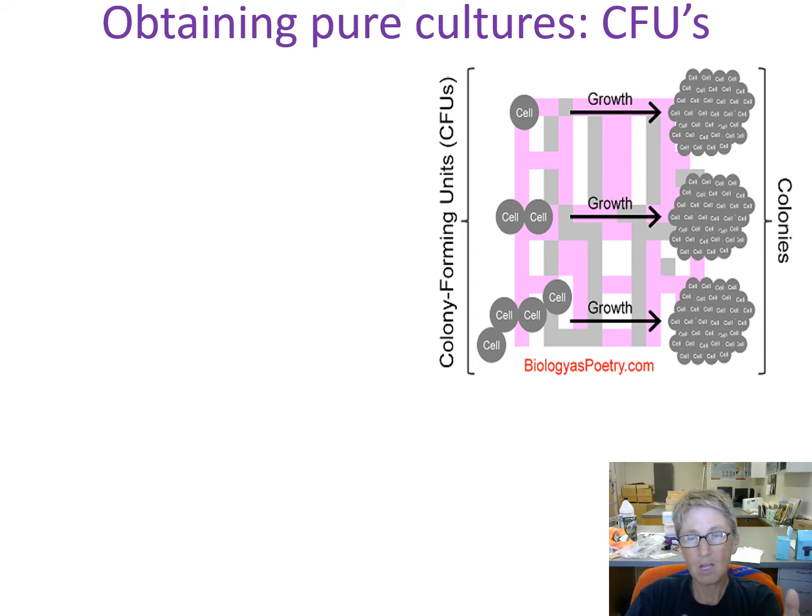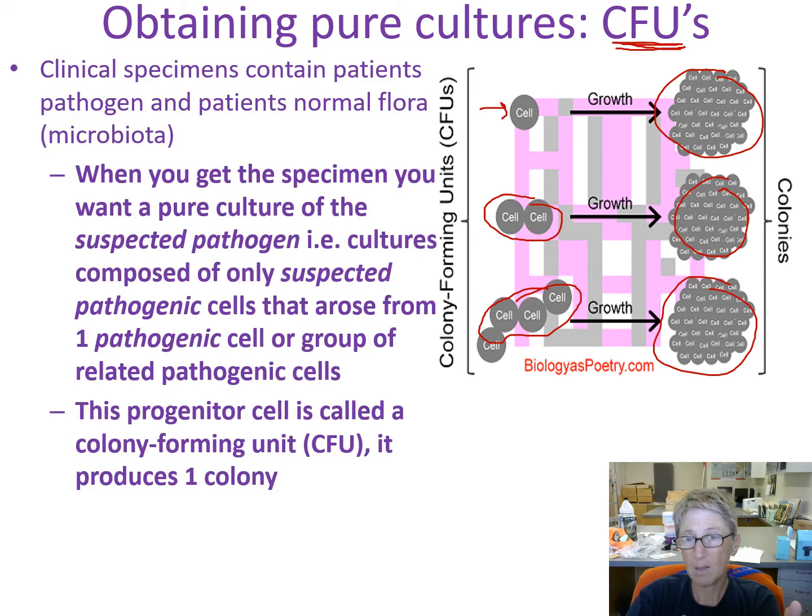So this slide talks about obtaining pure cultures from these things called colony forming units. So a colony forming unit, it's just a cell or two cells or several cells that form a colony. So in this part of the cartoon, you have one cell, you allow it to grow, it forms a colony. Here you've got a couple cells that are probably the same type of cell, they grow and form a colony. Here's several cells, probably all the same type, they grow and form a colony. So these guys would be the colony forming units on the left, and then the colonies would be on the right.